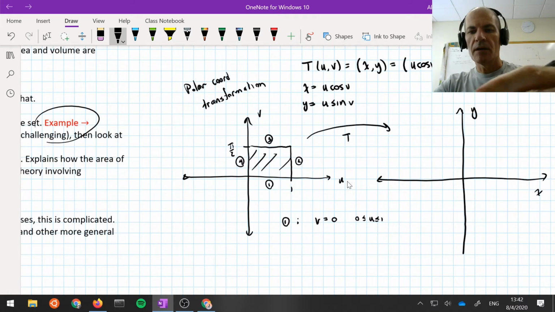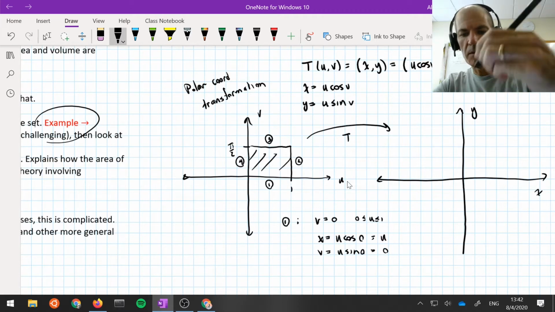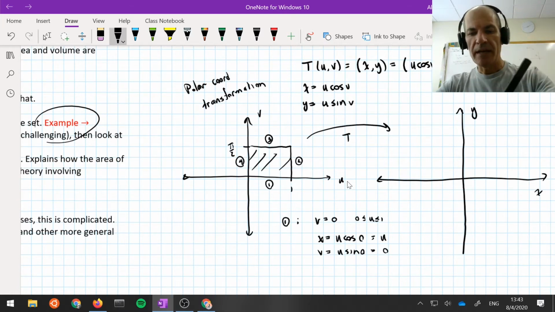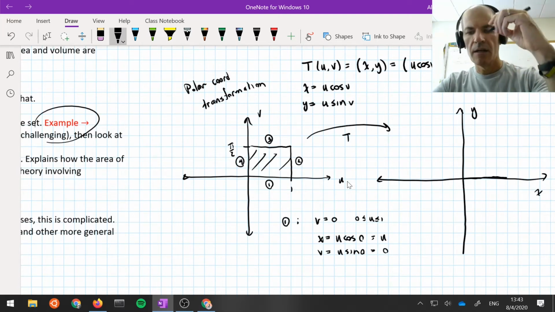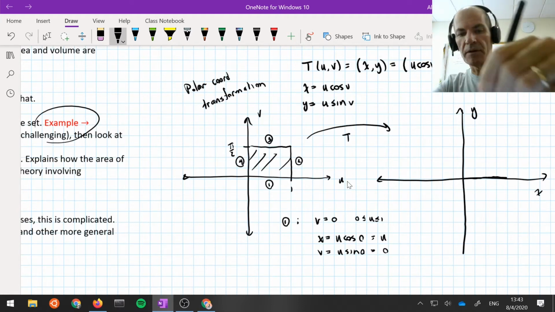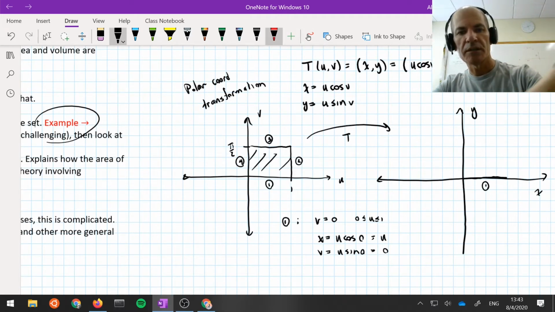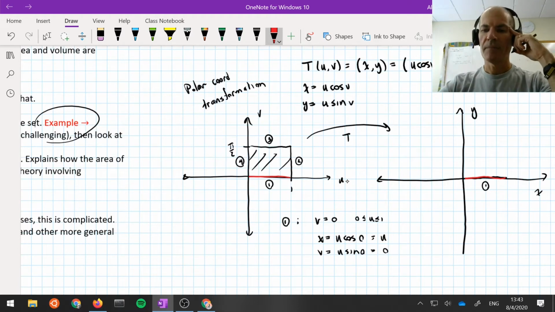If v is 0, then under the transformation, x is equal to u cosine 0, and y is equal to u sine 0. All right, well, that just works out to (u, 0) as u goes from 0 to 1. So that means x goes from 0 to 1, and y is 0. So the image of the boundary labeled 1 is, let me draw it in a different color here. So the boundary of the red side is right there.